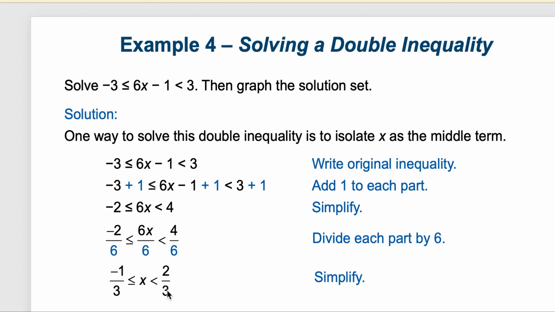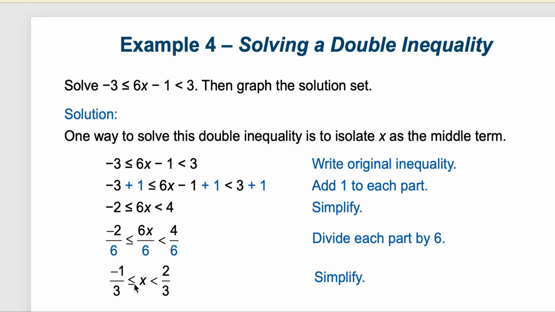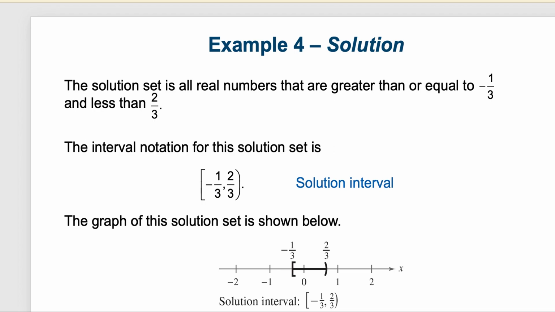So that's our solution. So what does it mean? It means our solution is all the real numbers that are greater than or equal to negative 1/3 and are less than 2/3. So that's what it says here.